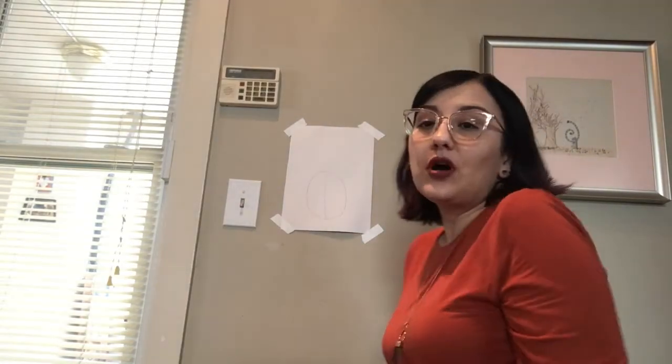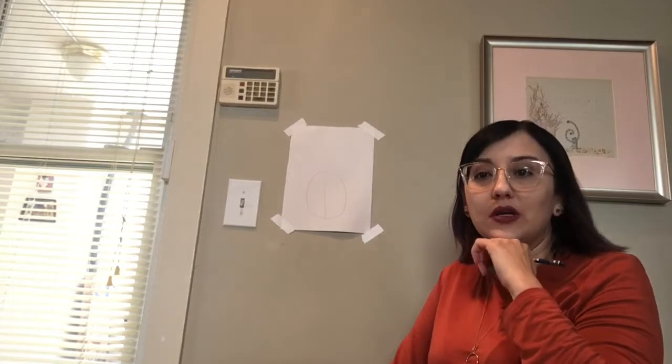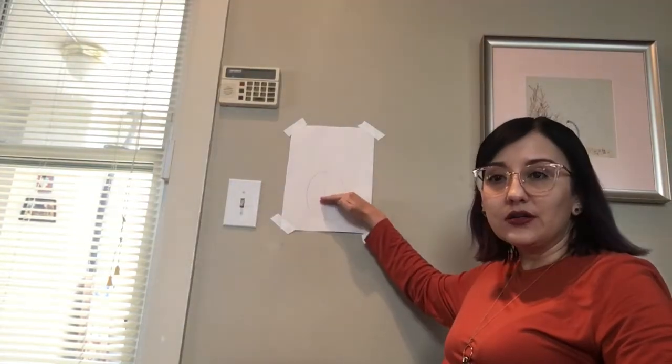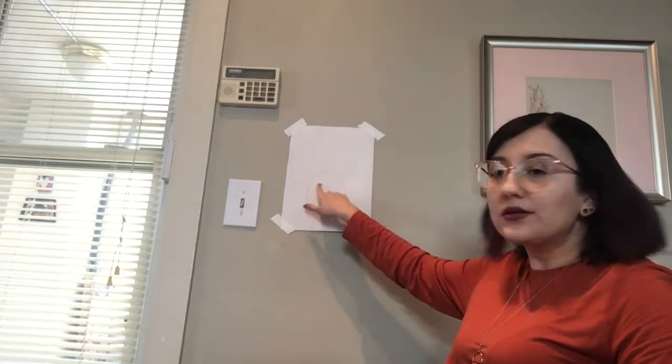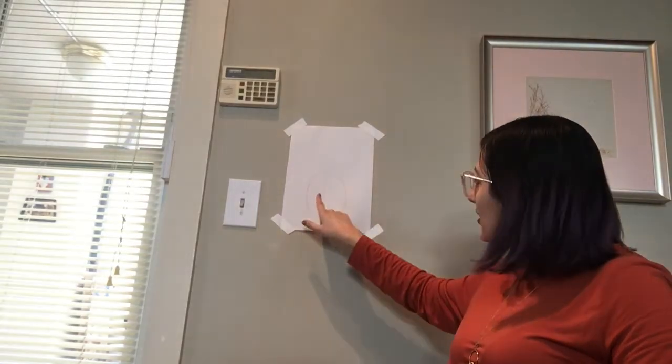Then we're going to draw a line where the eyes go. Now, where on here do you think the eyes would be? Are they going to be up here? Are they going to be down here?